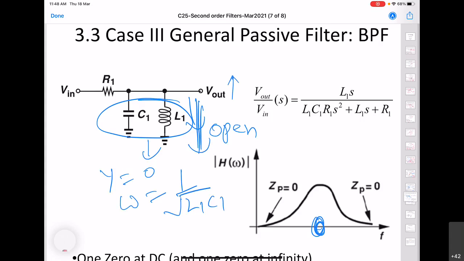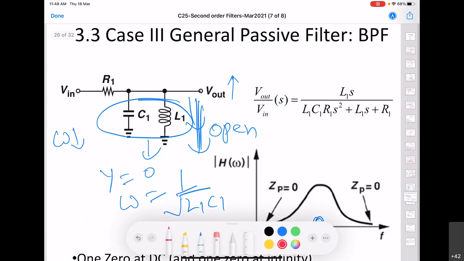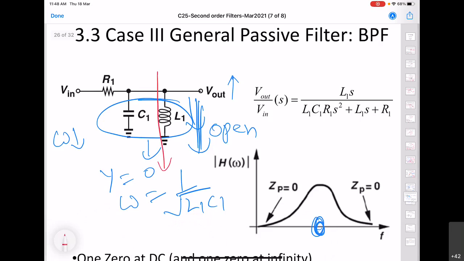But when frequency goes down, when omega is low, this path will start offering low impedance path, and most of the frequencies will get attenuated. That means they will develop very low voltage here at the output. However, when we have a high frequency, when omega is high, in that case the capacitor will offer a very low impedance path, and again there will be low voltage here at the output.